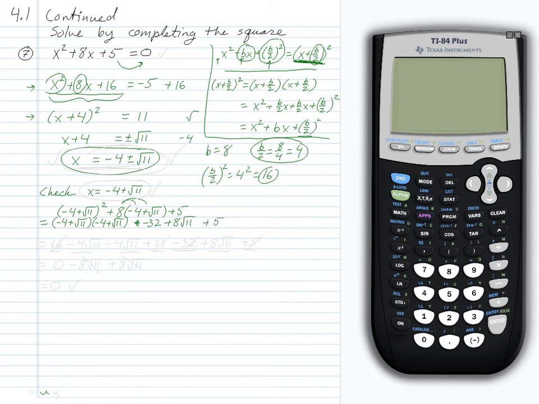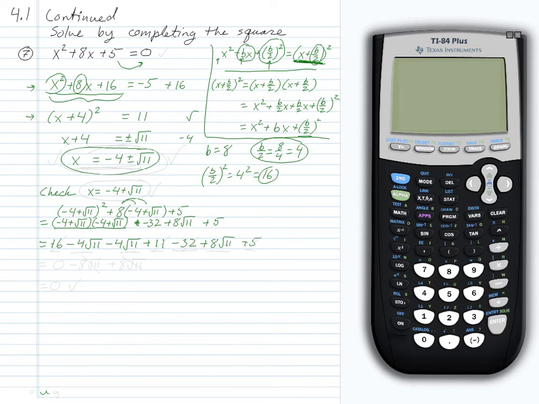Okay. So now I need to FOIL out that first term. Negative 4 times negative 4 would be positive 16. Negative 4 root 11. Negative 4 root 11 from the inside terms. And square root of 11 times square root of 11 would just give me 11. Still got minus 32. I still have plus 8 root 11. And I still have a 5.